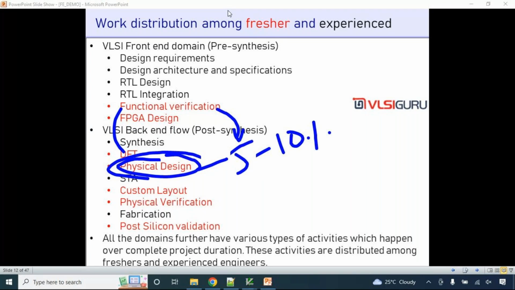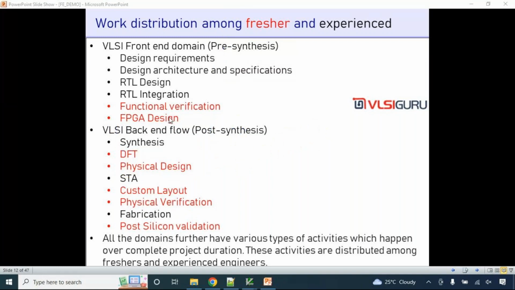It's more demanding. Okay, that 5 to 10% is not a big thing if you look from a work satisfaction perspective. If you are happy with what you do, then functional verification itself is good. Okay, so that's about it.